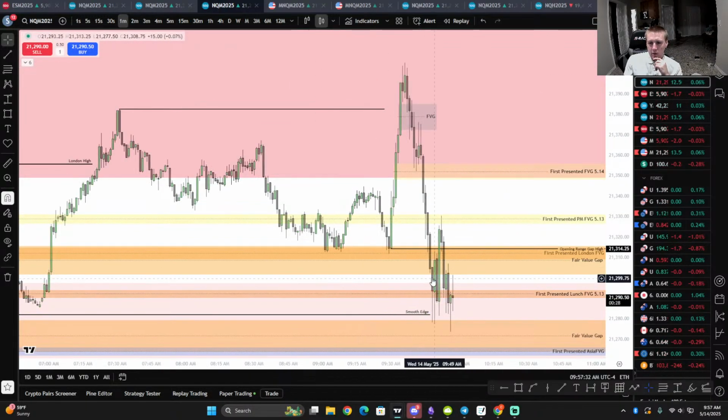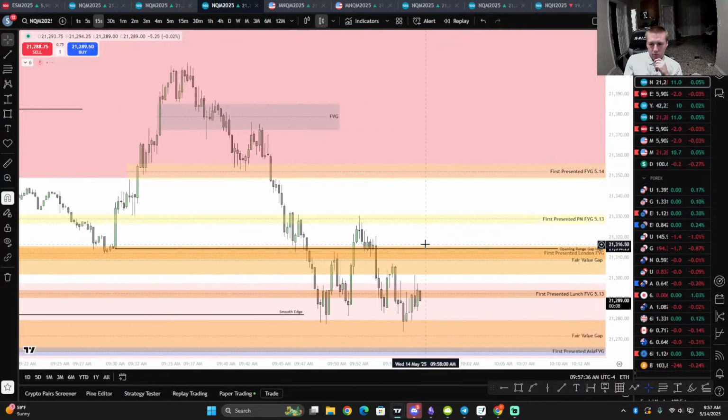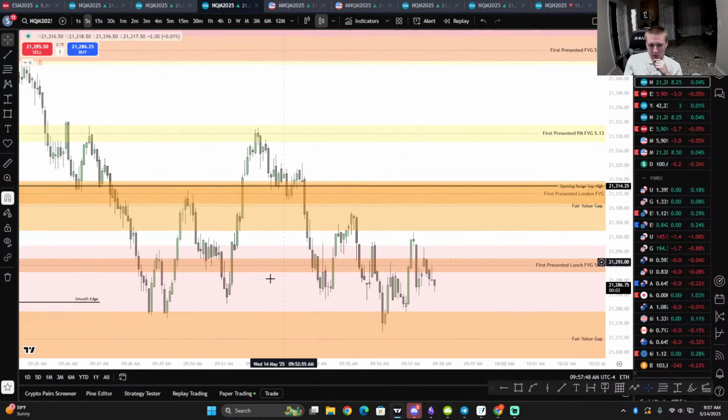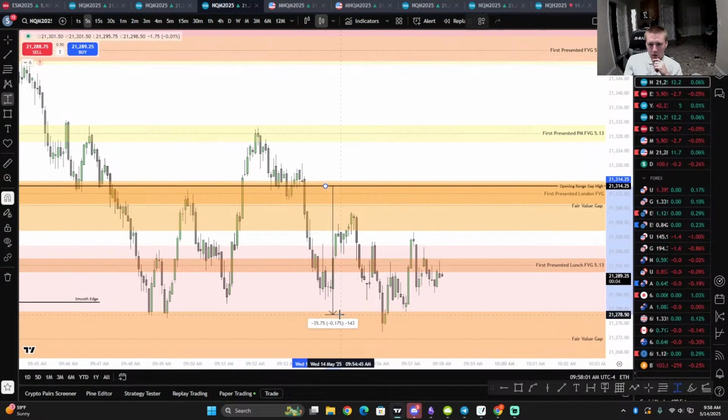Yeah, I don't really love this. I want to see this break down here soon. Stay below this inefficiency, and we're still bearish. Notice how we took those equal lows? That's just a quick scalp. Give this to the 5-second. You have relative equal lows. Trade up higher. First presented PM session fair value gap. Using open range gap high here. Use that into these relative equal lows. How many? 36 handles. Beautiful.